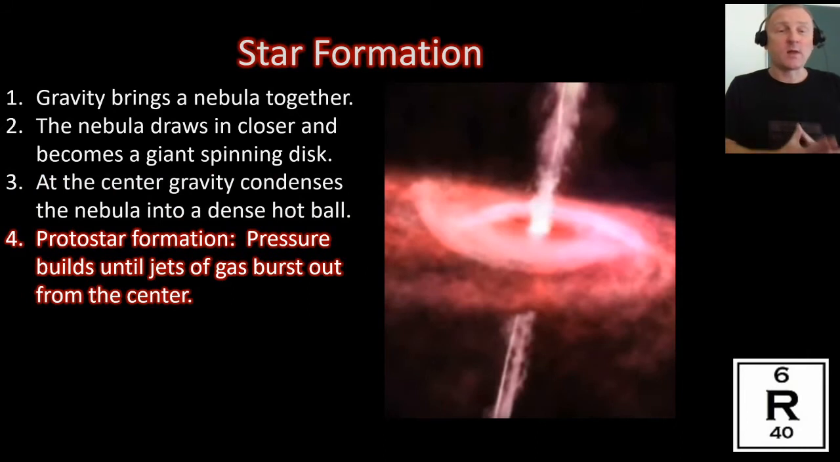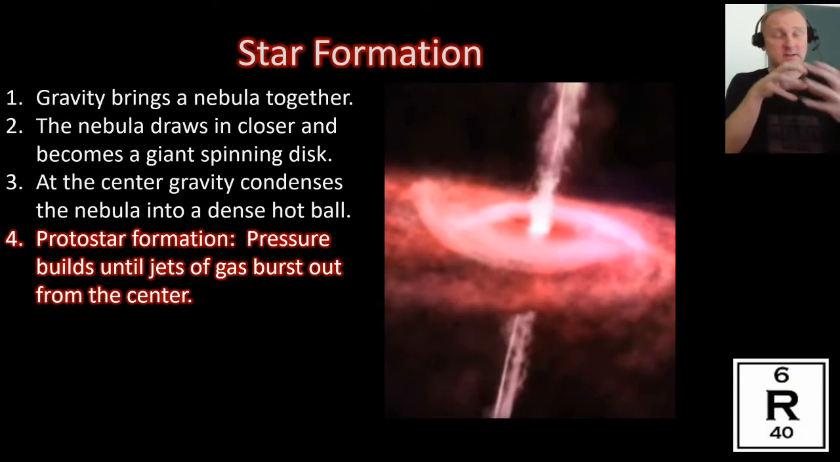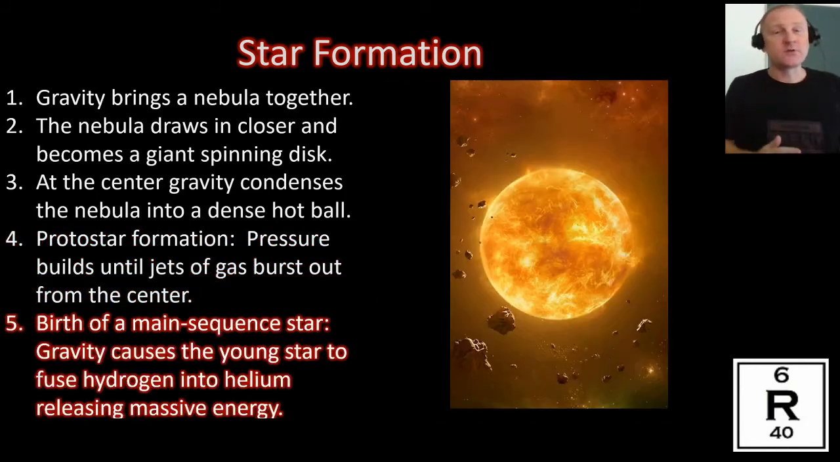This is what we call a protostar. As we can see this bright, hot center of the nebula, this protostar, pressure builds up and gas can burst out at 90-degree angles from the disk. This is a protostar. It's different than a main sequence star because at this point here it's getting pressure and it's getting hot, but it's not undergoing nuclear fusion yet. So the birth of a main sequence star happens after the protostar.